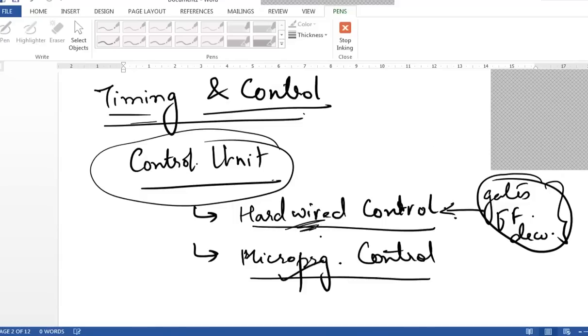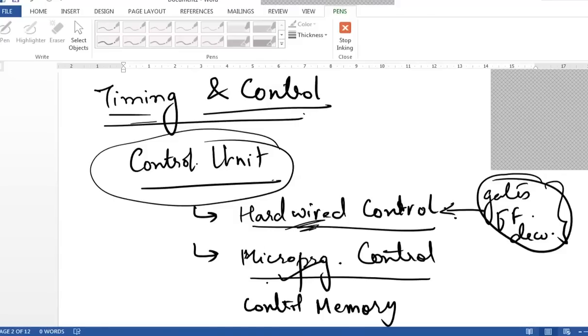Whereas talking about microprogram control, here the control information, that is, what to execute at what time, is stored in the control memory. This control memory is programmed to initiate the sequence of operations. There's a program written that says which instruction to execute when. So this control memory is programmed to initiate the required sequence of micro operations.